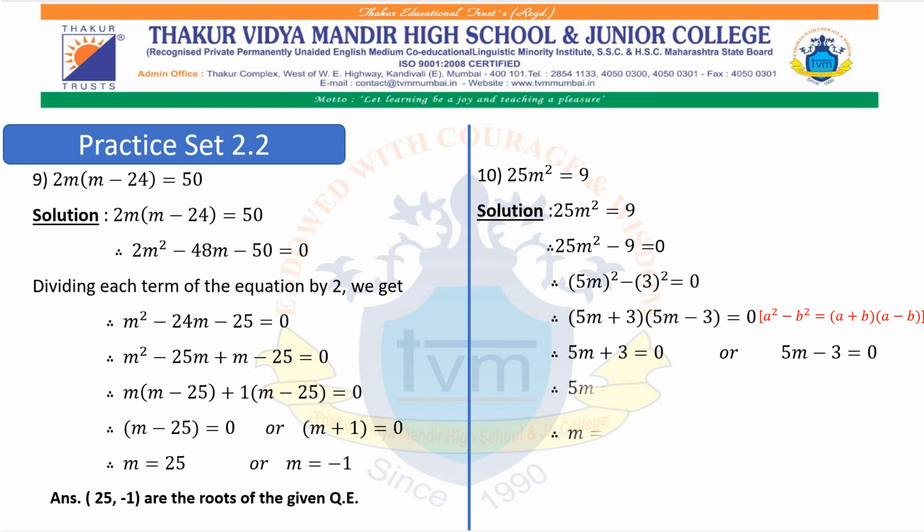Let us shift the constant value to the other side. It will be written as 5m equals minus 3 or 5m equals 3. Then 5 will also be shifted to the other side, and it will be written as m equals minus 3 upon 5 or m equals 3 upon 5. Then the final answer is minus 3 upon 5 or 3 upon 5 are the roots of the given quadratic equation.